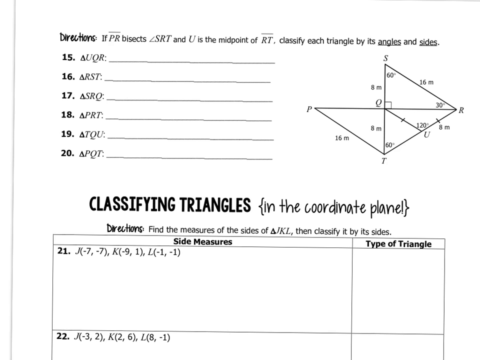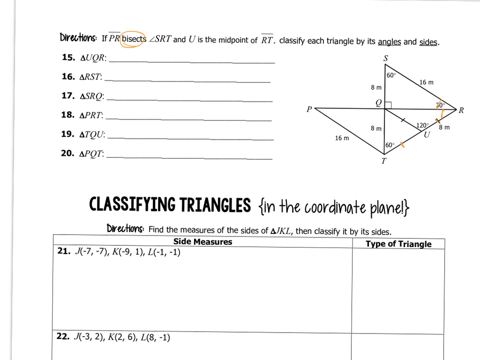I'm going to demonstrate how we do this one. I'll do a couple of them and leave others to you. So this is telling me PR bisects angle SRT. So SRT is here. PR is right here. When they say bisects, what that tells me is that this angle and this angle are congruent. So SRQ is congruent with QRT. U is the midpoint of RT, RT is here, which means UR, this part and this part, are congruent as well.